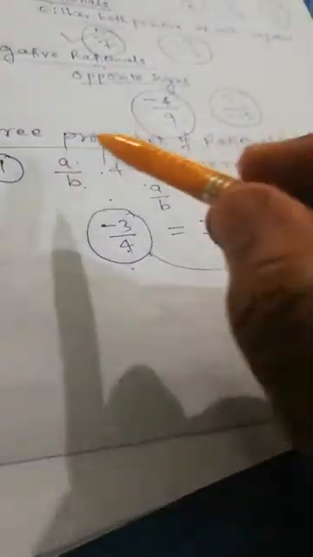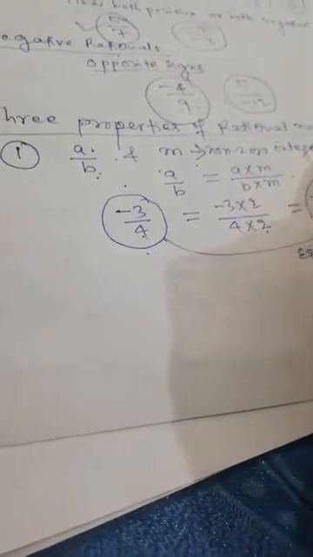So in this property, it is clear that in a rational number, if you multiply the numerator and denominator by the same non-zero integer, then its value will be equivalent.